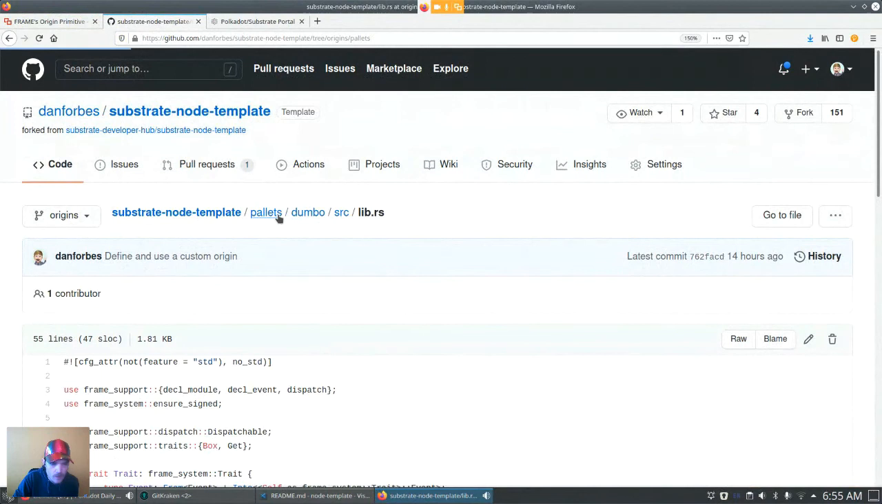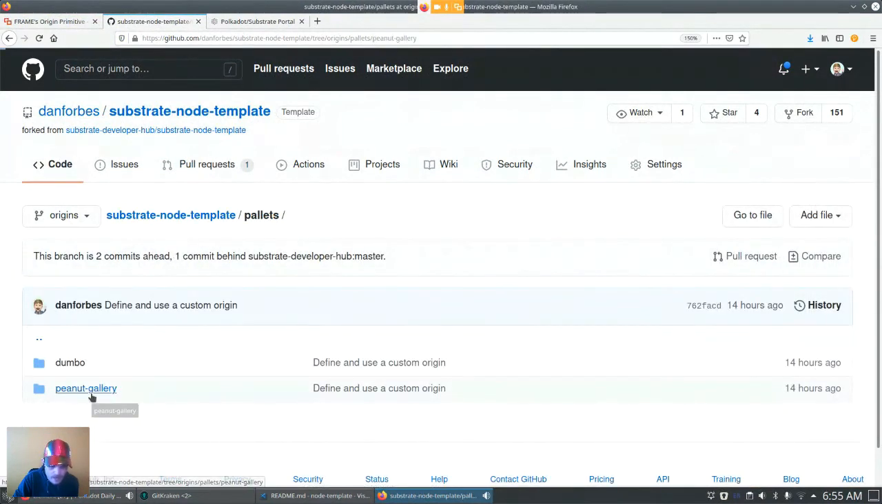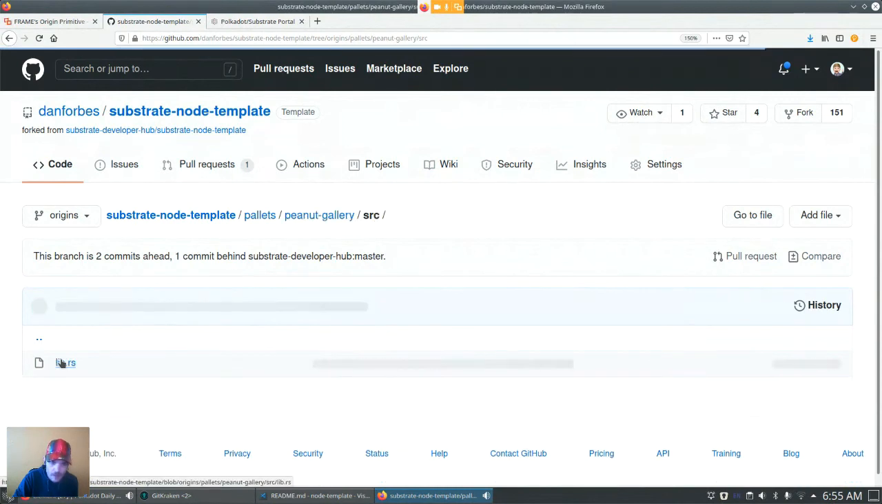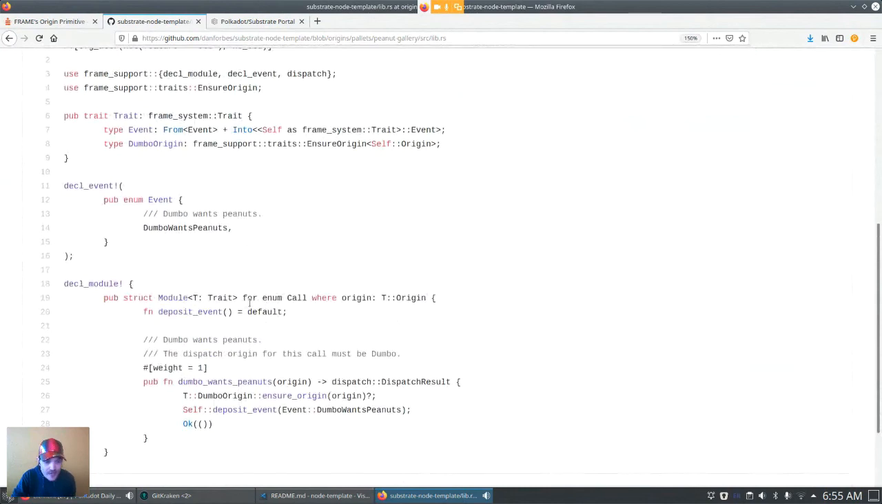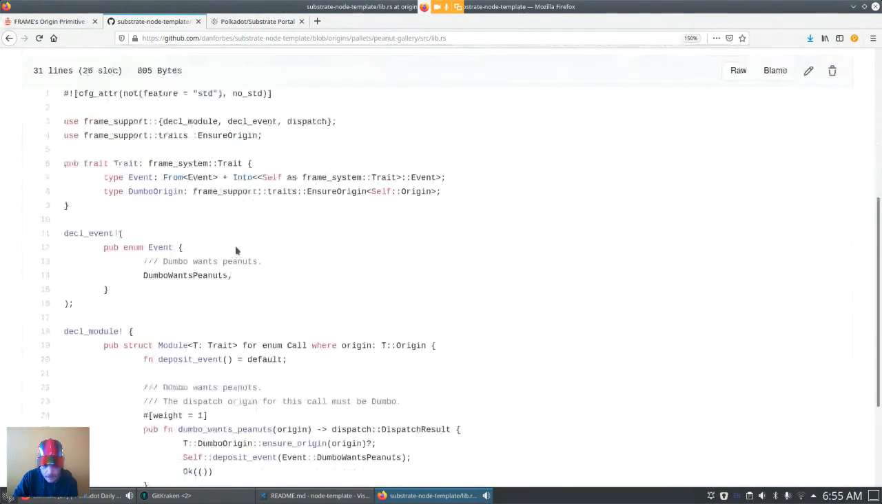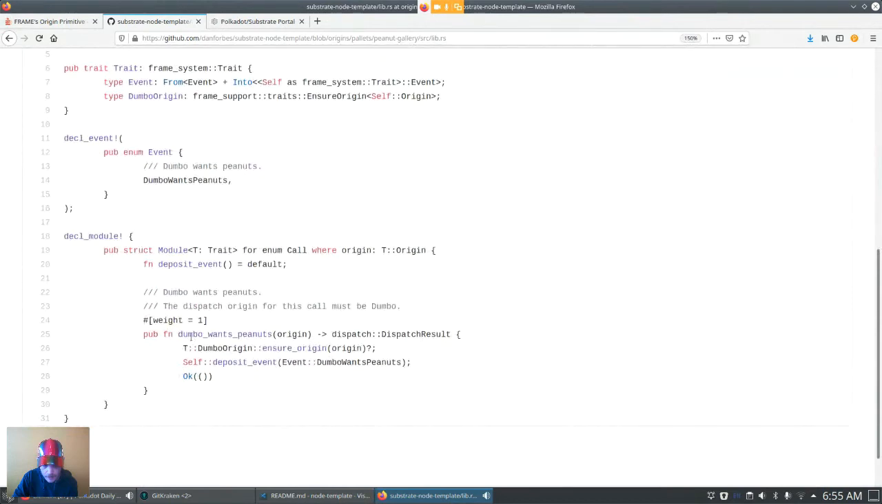So now let's go one more out and let's look at the peanut gallery, because this is how we were consuming those capabilities. Not the peanuts, the capabilities. You can see this is really straightforward. Just like we configured the Dumbo palette with an account ID that we consider Dumbo, because we know that the peanut gallery module contains this privileged function, Dumbo wants peanuts, that we only want accessible to Dumbo, we need to configure it with some way of checking that an origin is the Dumbo origin.